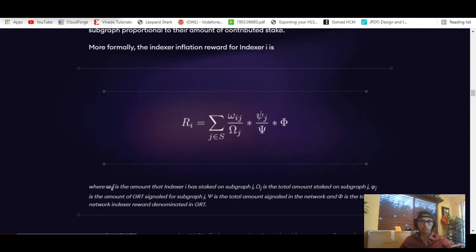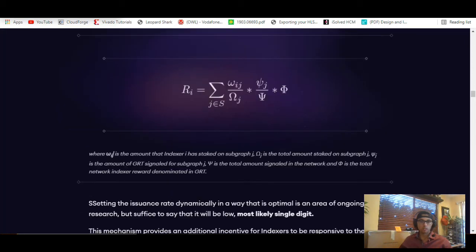Omega ij is the amount that the indexer i has staked on subgraph j. Uppercase Omega j is the total amount staked on subgraph j. So you're dividing what the indexer has staked by the total amount staked. Psi is the total amount signaled to the network, and Phi is the total network indexing rewards denominated in GRT. Psi sub j is the amount of GRT signaled. Uppercase Psi is the total amount signaled.